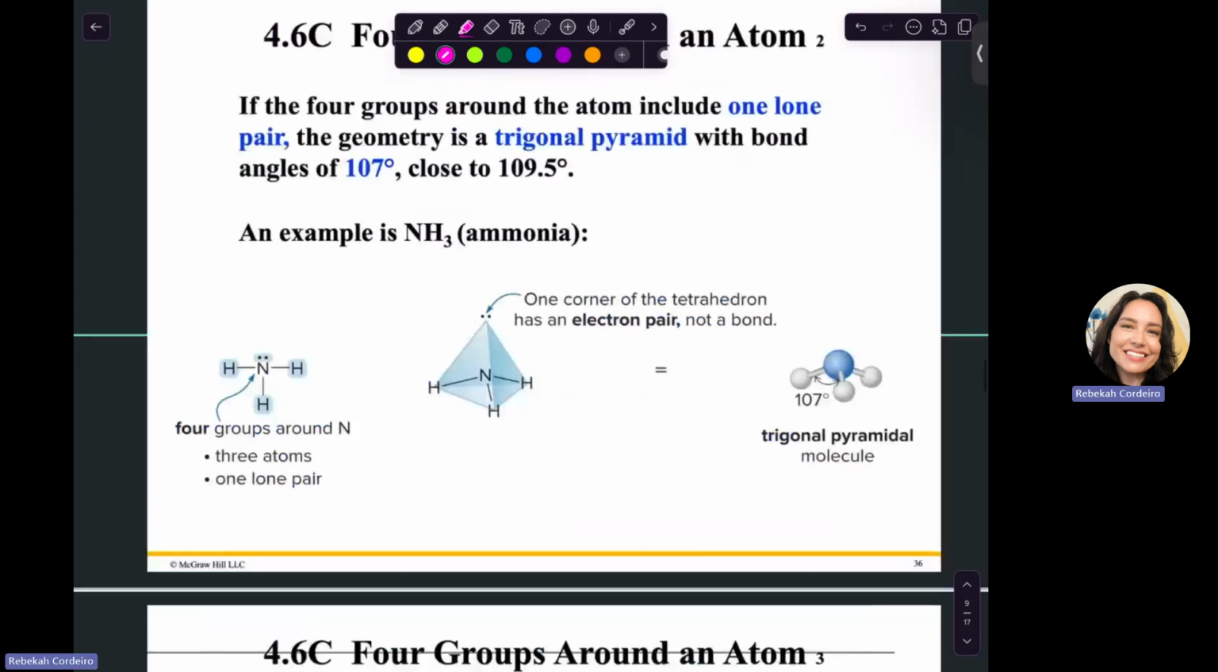If we then take our four things around the center, but one of them is a lone pair, we get this pyramid shape. Remember, the tetrahedron is a pyramid shape. It has a little flag on the top. This doesn't have that flag on the top, so we call it trigonal pyramidal. So we can kind of see how that would look. And here it shows you 107, but again, you do not have to memorize that. You would just memorize 109.5, but know that trigonal pyramidal is a little bit less because those lone pairs push down on the bonds.